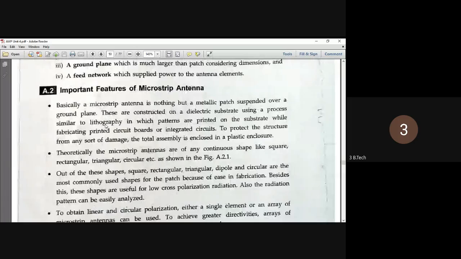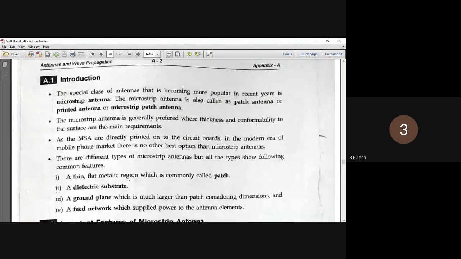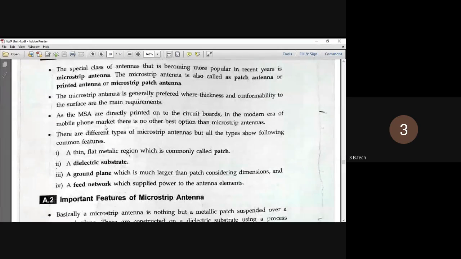సో ఇప్పుడు ఏంటంటే ఇక్కడ ఈ 3 పారామీటర్స్ ని ఎక్స్ప్లెయిన్ చేస్తాడు. వాట్ ఇస్ ద ప్యాచ్? ప్యాచ్ కి డెఫినేషన్ ఏంటి? A thin flat metallic region which is also called as patch. It has dielectric substrate and 3 parts: ground plane, dielectric substrate and patch. ఇందాక చూపించాను డయాగ్రామ్ లో. A ground plane which is much larger than patch considering dimensions.